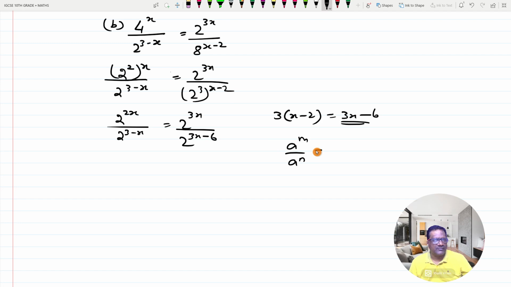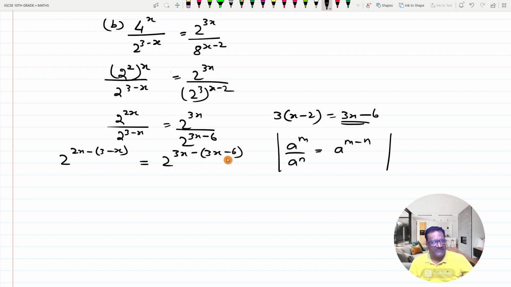Now we are going to use this rule, a raised to m upon a raised to n equal to a raised to m minus n. This rule we are going to use for both the left hand side as well as the right hand side. That will give me 2 raised to 2x minus (3 minus x). See how nicely I am putting it in brackets so that there should not be any mistake. This will become 2 raised to (3x minus (3x minus 6)).